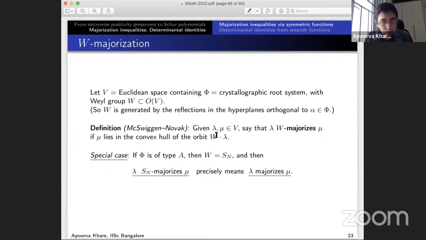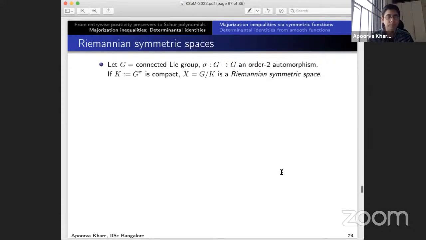And now, similarly, we say that lambda W-majorizes mu if mu lies in the convex hull of the orbit W dot lambda in this more general setting. And the point is, of course, if this root system is of type A, then the Weyl group is precisely the permutation group, and so lambda S_n-majorizes mu is the same as saying lambda majorizes mu. So this is the usual majorization.